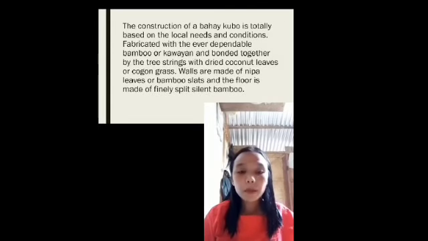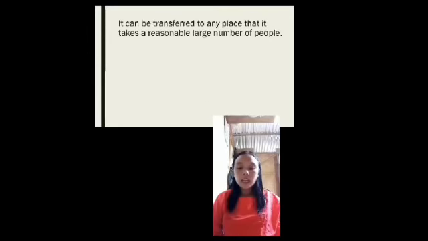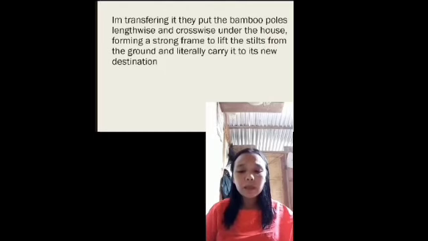Fabricated with the ever-dependable bamboo or kawayan and banded together by strings of dried coconut leaves or kugon grass. Walls are made of nipa leaves or bamboo slats, and the floor is made of finely split, resilient bamboo. It can be transferred to any place, but it takes a reasonably large number of people. In transferring the Bahay Kubo, they put bamboo poles lengthwise and crosswise under the house, forming a strong frame to lift the stilts from the ground and literally carry it to its new destination.